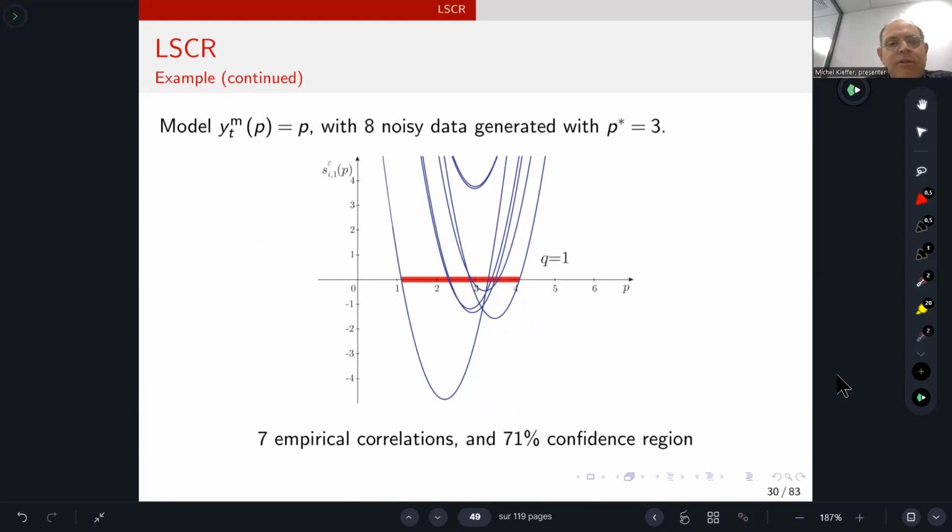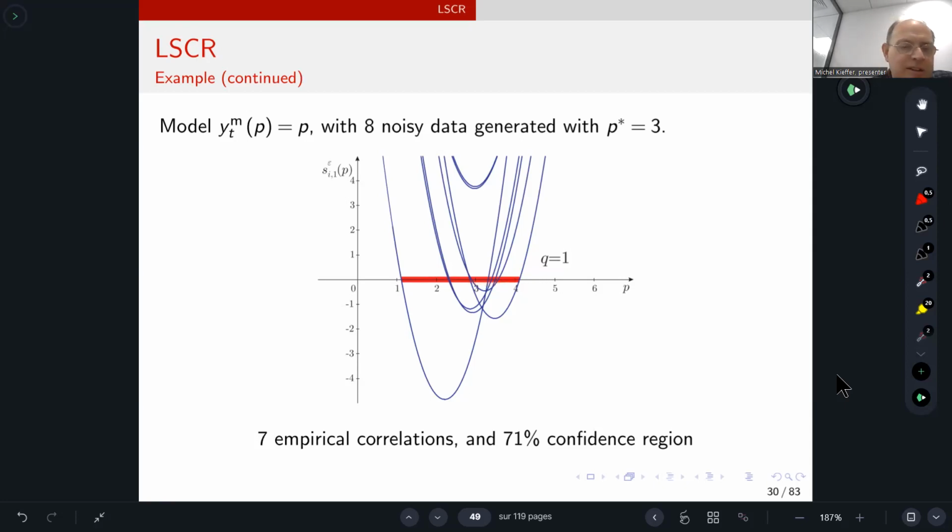I go back to the previous example. For example, if I take Q equal 1, this means that I try to characterize a set such that I have at least one estimate of the correlation which is positive and at least one which is negative. And so this is typically the set which is here in red.